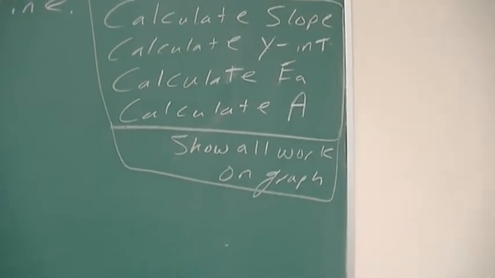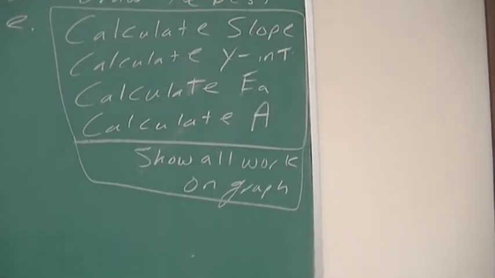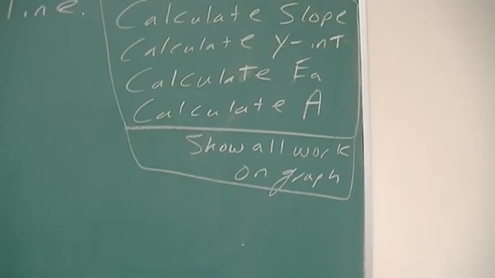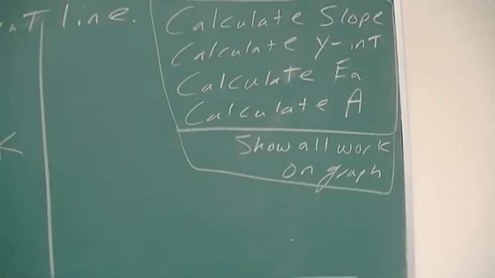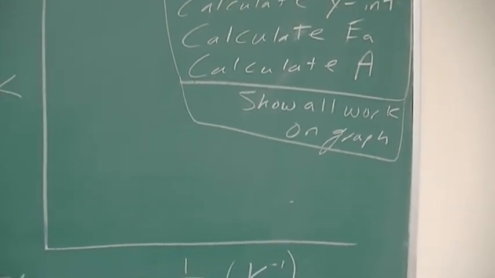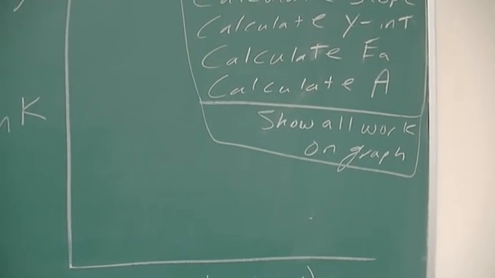All of that needs to go on your graph, which also always has to be labeled. And remember to use at least half of your graph paper. All right, don't have a giant piece of paper and only use a small portion of it. Use all of your graph paper. The 4 points should be spread out as far as possible. And that is the end of experiment 11.